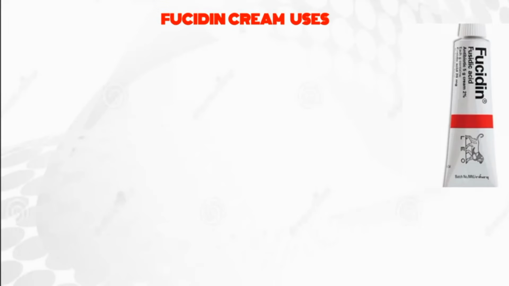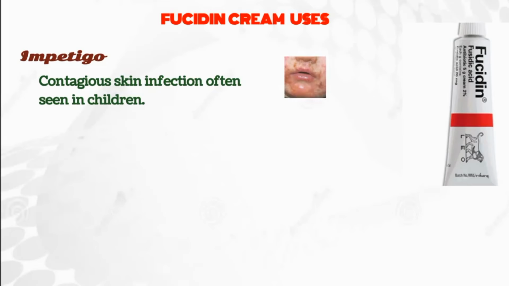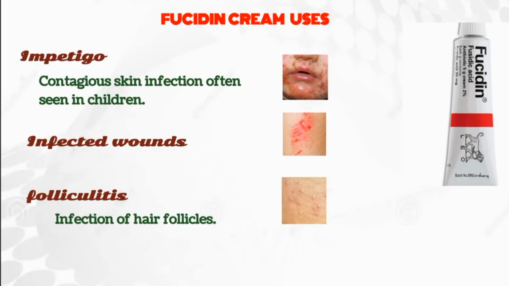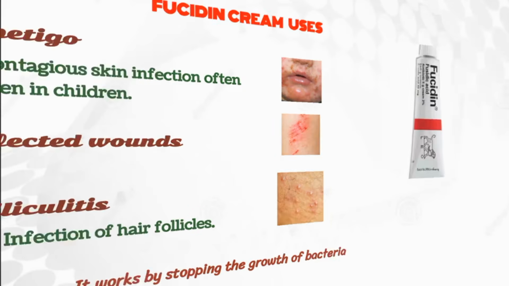Fucidin Cream is primarily used to treat bacterial skin infections, such as impetigo, a contagious skin infection often seen in children, infected wounds, and folliculitis, infection of hair follicles. It works by stopping the growth of bacteria.